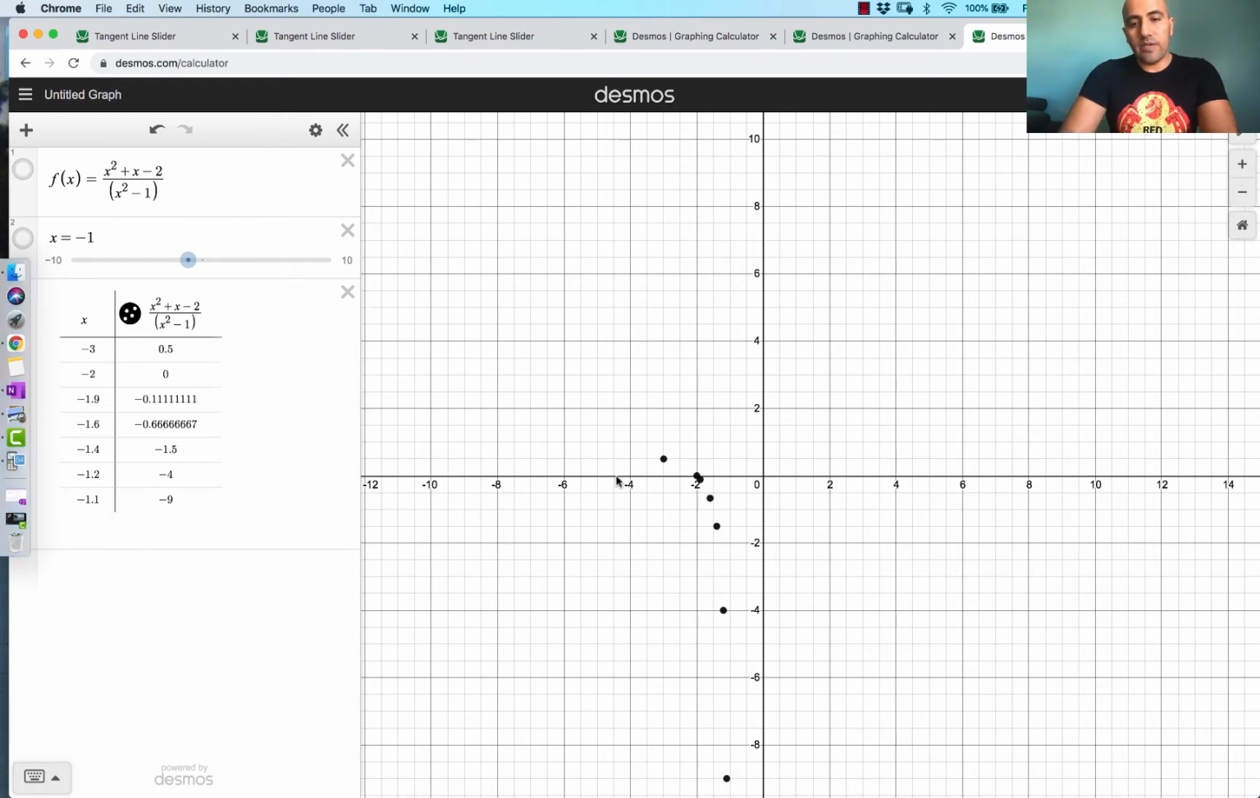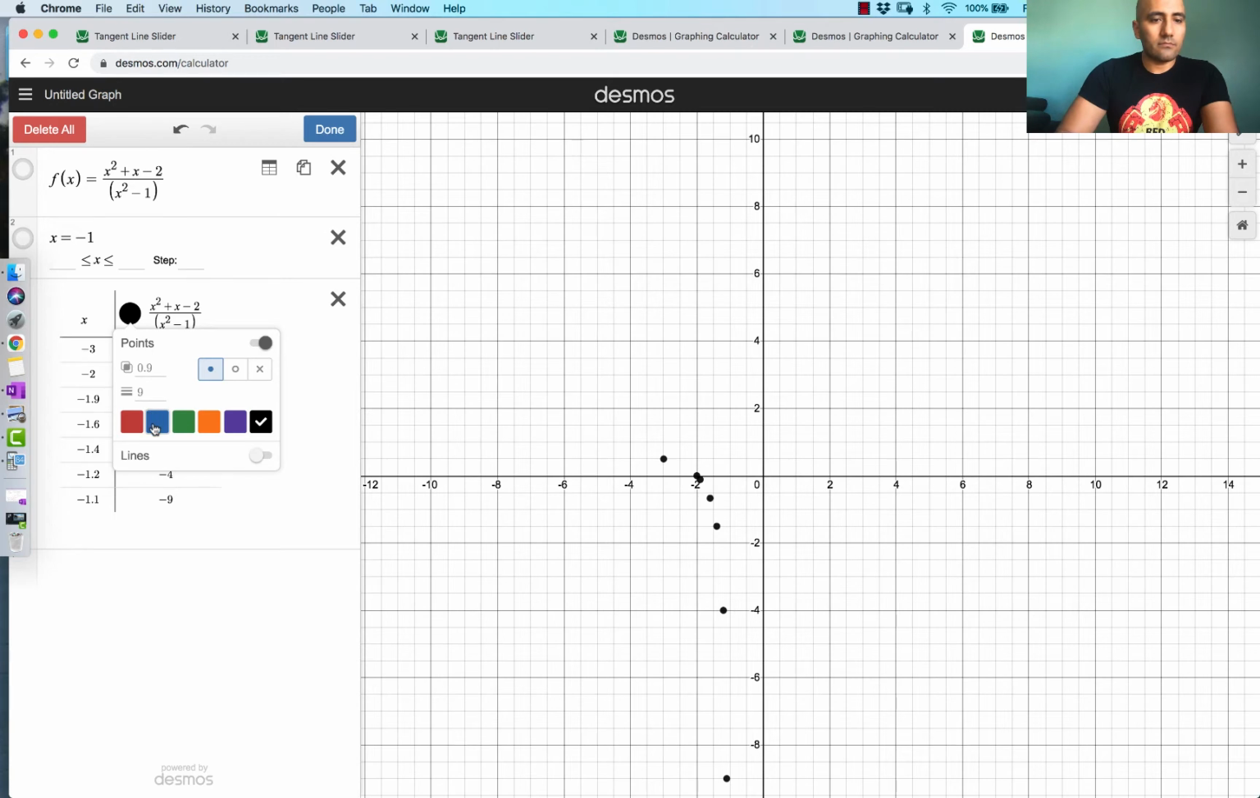So it seems to be the case that as the input values get closer to -1 from the left-hand side, the output values are going to be growing toward -infinity. And then let's confirm the other direction. What if we approach -1 from the right-hand side? As we approach it from the right-hand side, then let's change the color of these guys. Red? Not too aggressive. Blue.